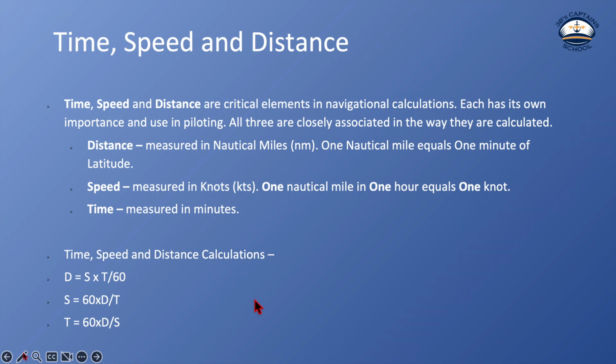So for me, it's pretty easy to remember. Speed and time are the same formula. If I'm looking for speed, 60 times my distance divided by the time. If I'm looking for the time, it's 60 times distance divided by my speed.